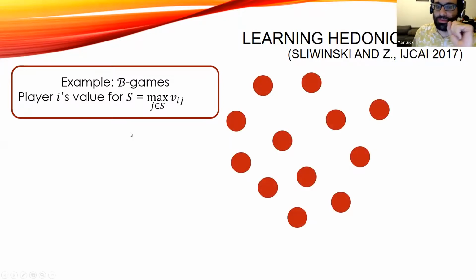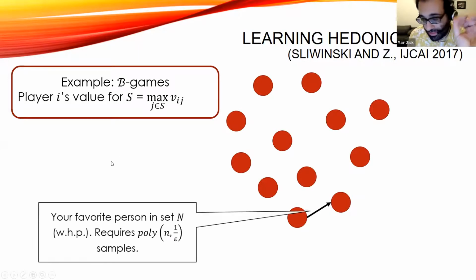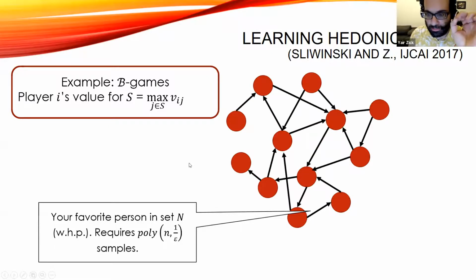So how do we resolve this? I'm just going to give you the algorithm, because it's actually quite nice. You need to compute for each player their probable favorite. So who is your best person in the initial group? Out of all of the people here, who do you like the best? And you need to make an argument that this requires a polynomial number of samples. Actually, it requires a linear number of samples. And you do this for every player.